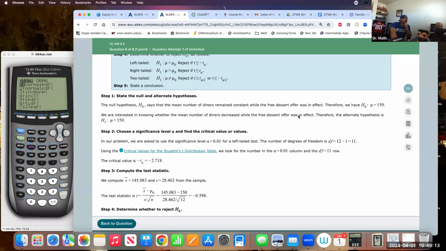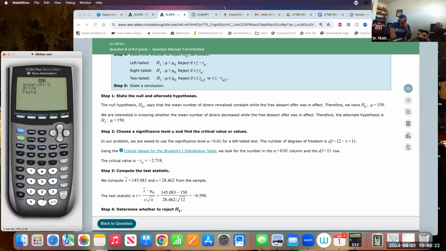All right, so let's go through and let's use inverse T because we are using the critical value approach here. So I do not need to divide by 2. 0.01 is my area. I don't divide by 2 because it's just one tail. My degrees of freedom here, there was the sample size of 12, so my degrees of freedom is 11. It's always one less. And so we get our critical value of negative 2.718, 2.718, just like they got. They use the table. I'm just using the calculator, so you don't have to worry about the table, okay?